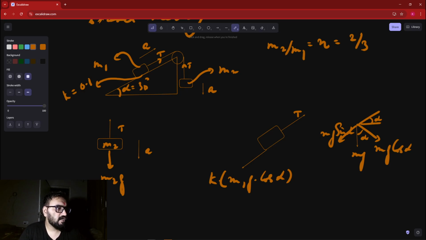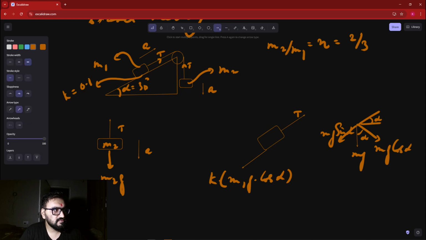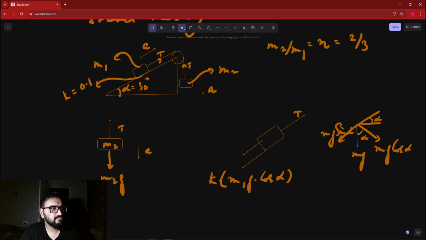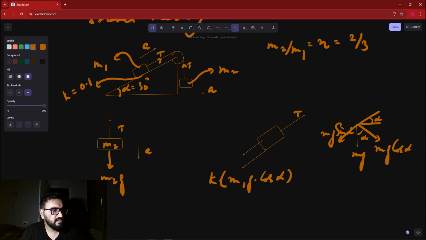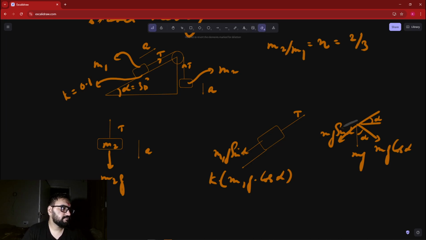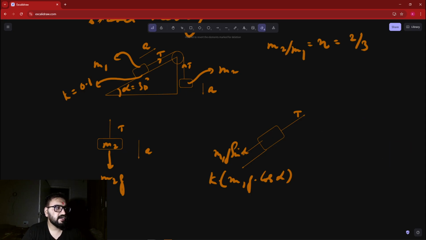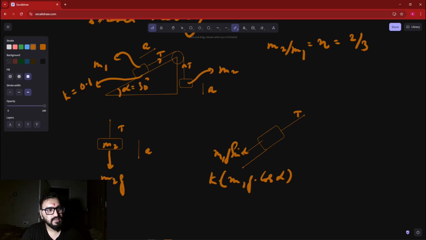And apart from these two forces, there is one more force, that is the component of m1g along the inclined plane, right? And its magnitude is nothing else but m1g sine alpha, right? Okay, let me delete this part. So given these two FBDs, I can write down some force equations.